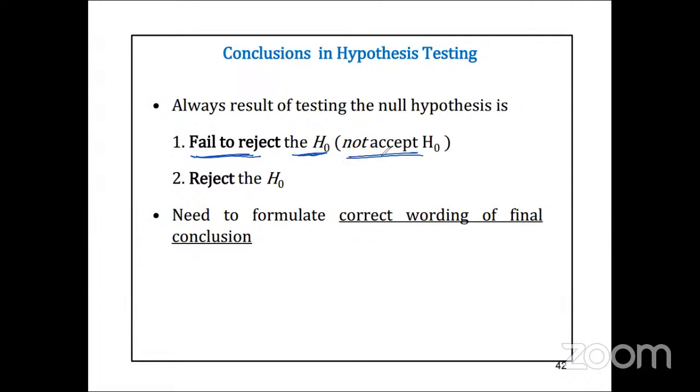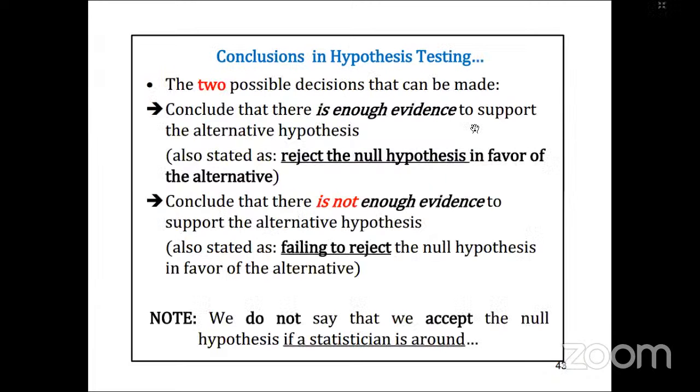Do not say that we are not accepting H0, but we just say that fail to reject the null hypothesis or reject the null hypothesis. These two statements should be written in our conclusion when we are using testing of hypothesis. So correct wording of final conclusion of our testing of hypothesis should be used. So this language is totally incorrect, not accept H0. This is the incorrect way of concluding the testing of hypothesis.